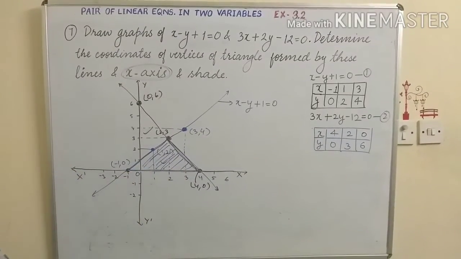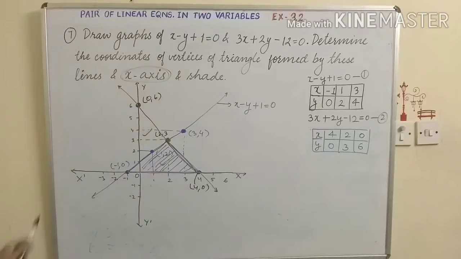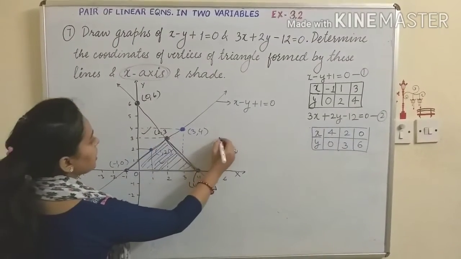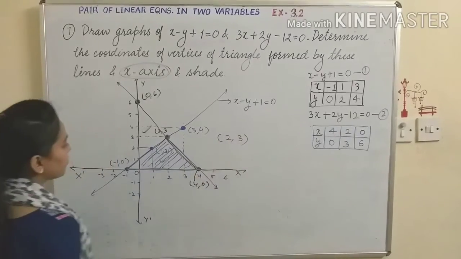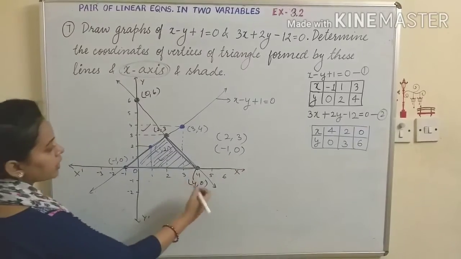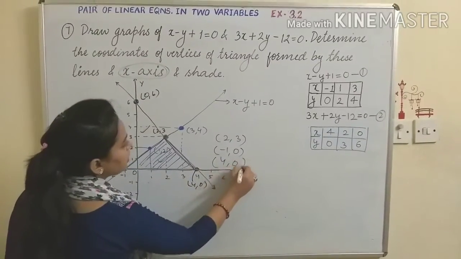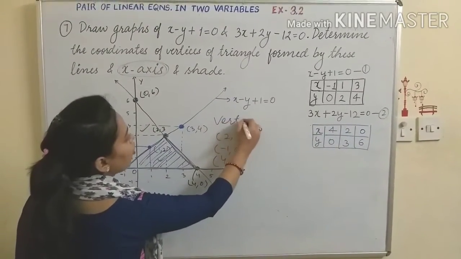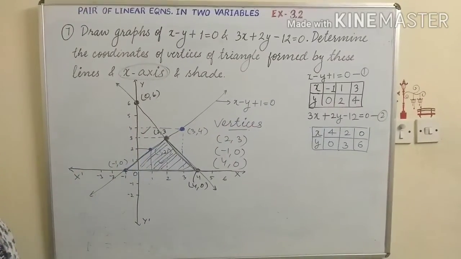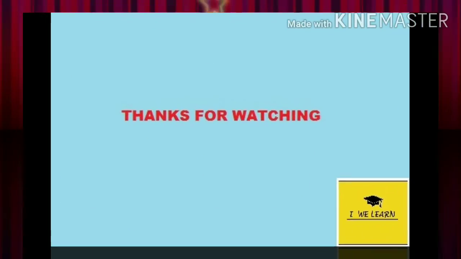Also it was required to write down the vertices of the triangle so formed. You can see this vertex is 2 comma 3, this one is minus 1 comma 0 and this one is 4 comma 0. So these are the vertices of the triangle formed by the 2 lines and the x-axis. That's all with this question.